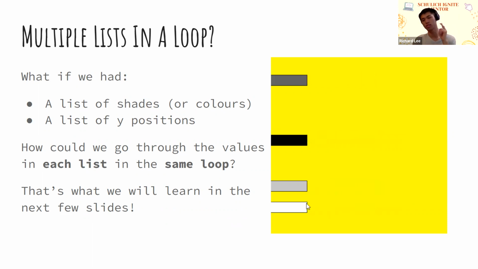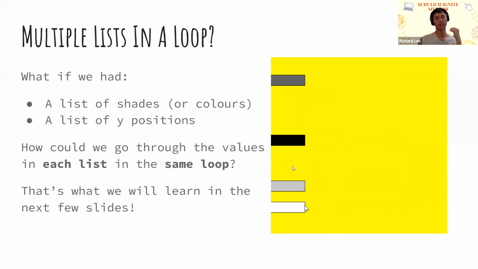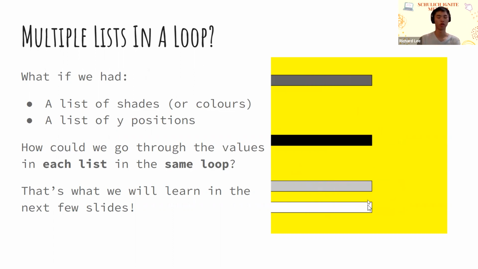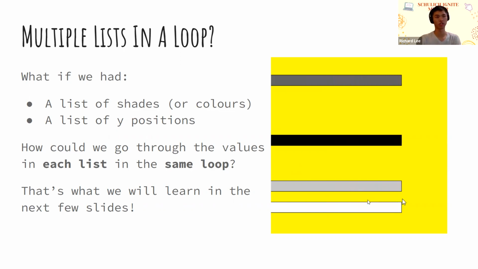But if I want to simultaneously get two lists running, how would I do that? For example here, I can have both a list of colors, so shades of light gray, dark gray, black, etc., lined up with a list of y coordinate positions. If you notice here, they're not all evenly spaced. There's no clean math function. They're all arbitrarily, randomly spread out.